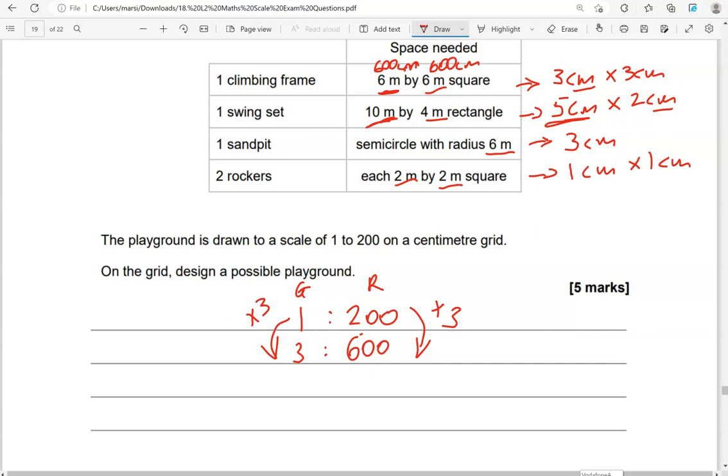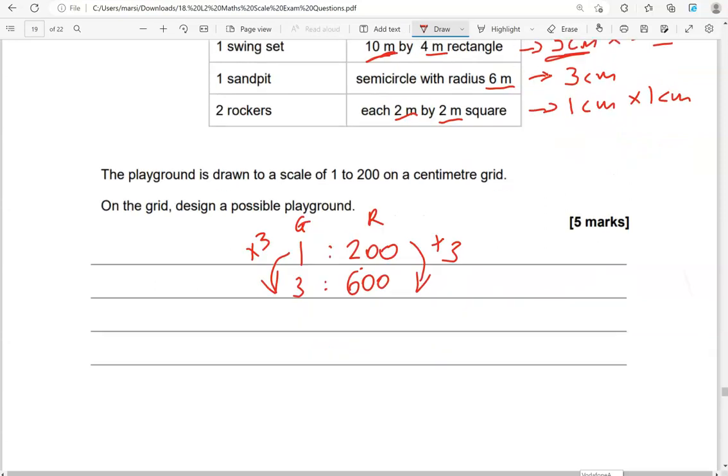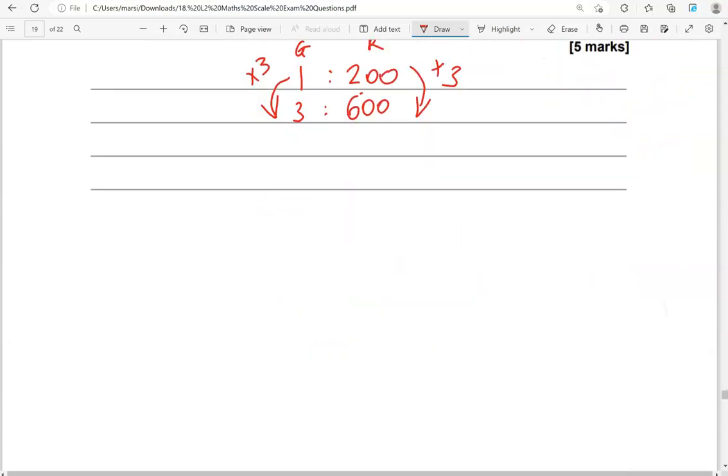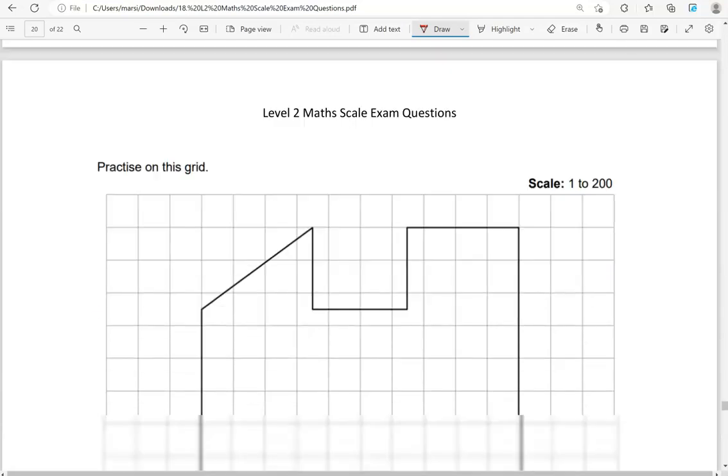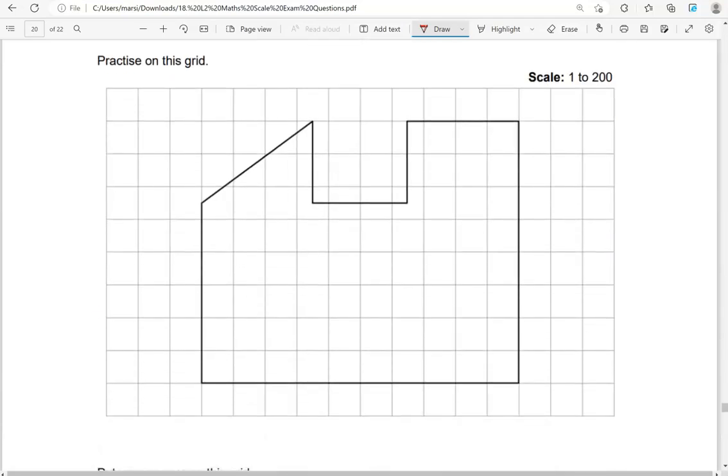So let's start with the climbing frame. 3 centimeters by 3 centimeters, so it should be 3 squares by 3 squares, as this is a centimeter grid. Okay, maybe try and put it here.